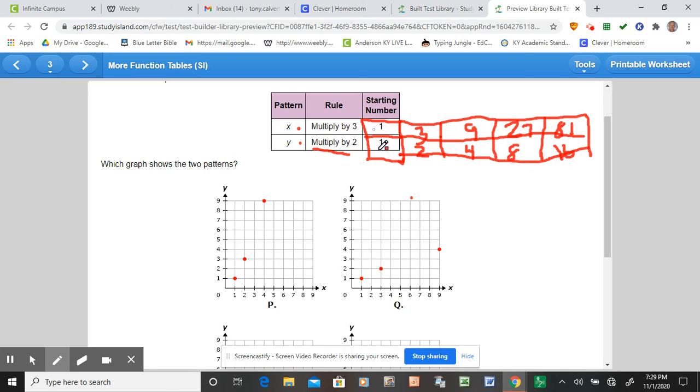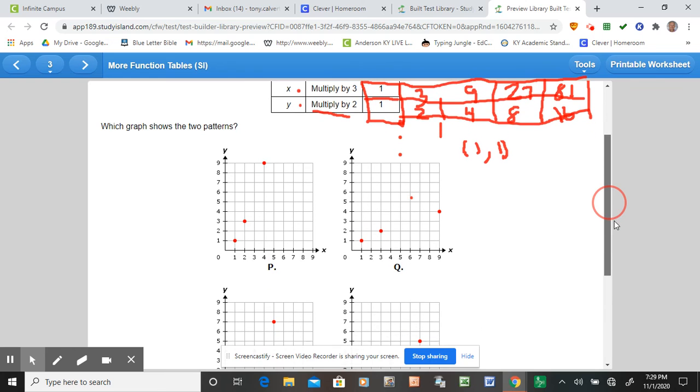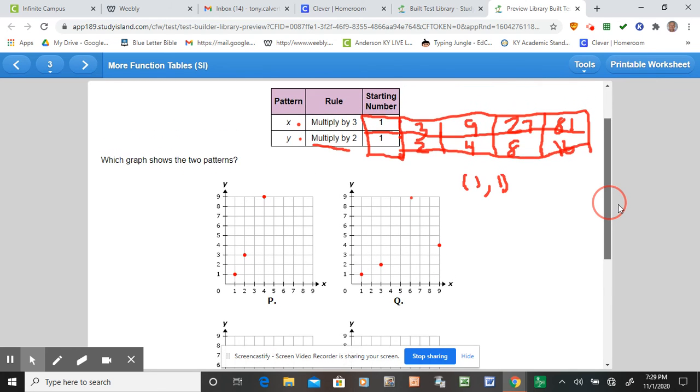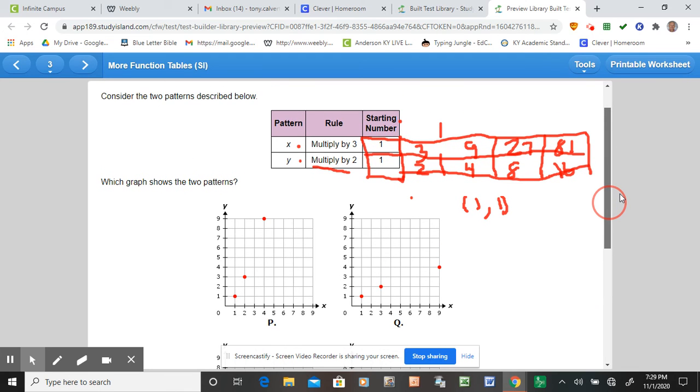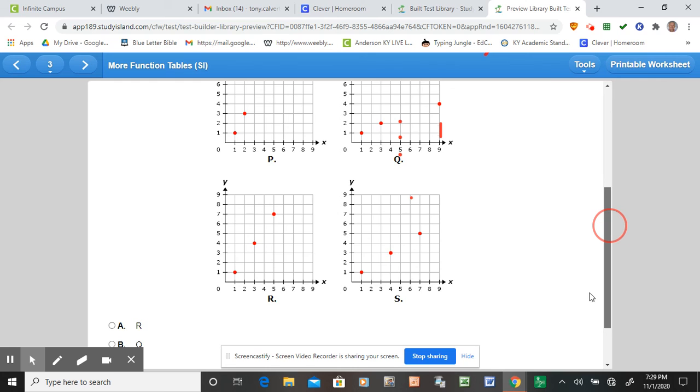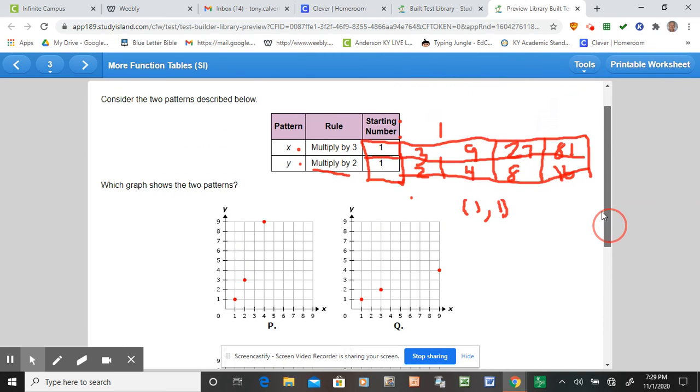Now, again, these make ordered pairs. And the first ordered pair is going to be 1, 1. So when we graph these, if you see something that does not have 1, 1 on the graph, it cannot be correct. So let's double check real quick and see. Ooh, look what happened. Some of these points, I guess that's the point I made. This has 1, 1. This has 1, 1. All the charts have 1, 1.